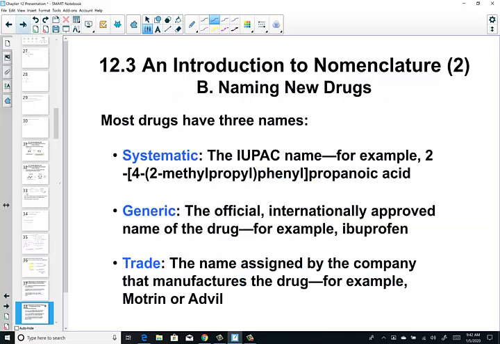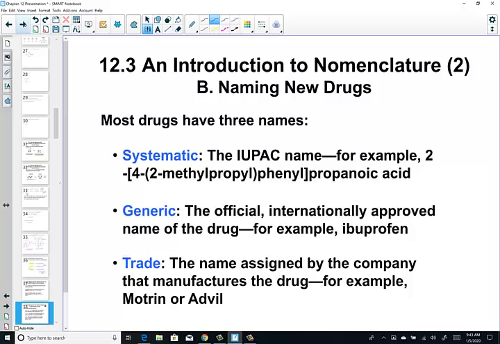For example, to give us an application, most drugs have 3 different names. The first of those 3 names is its systematic name. These are the long names you see on the back of a label, let's say, on the back of some Motrin or Advil, any type of anti-inflammatory drug. Its IUPAC name, for example, is 2-[4-(2-methylpropyl)phenyl]propanoic acid.